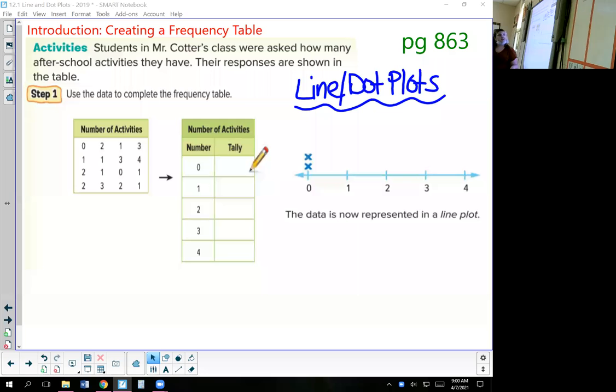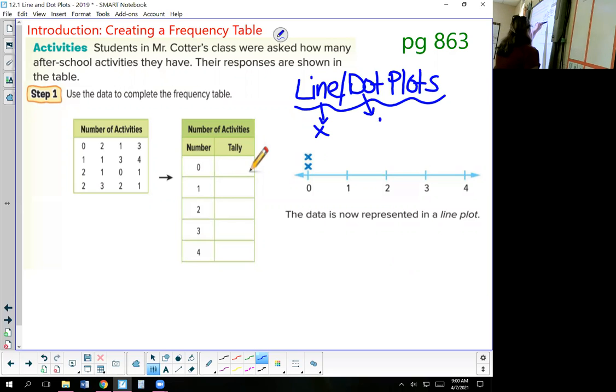All right, so everybody on page 863. Okay, so we're going to talk about line plots or dot plots. Line plots and dot plots are the same thing, okay? A line plot has x's, and guess what dot plots have? Dots. Same thing. Each of these represents how many times that number appears.